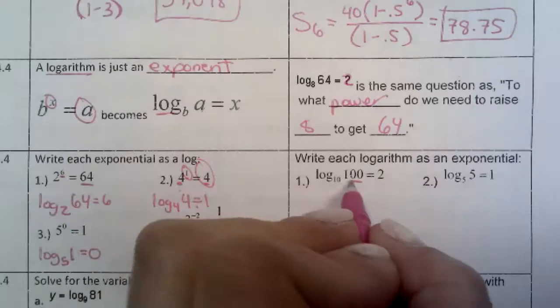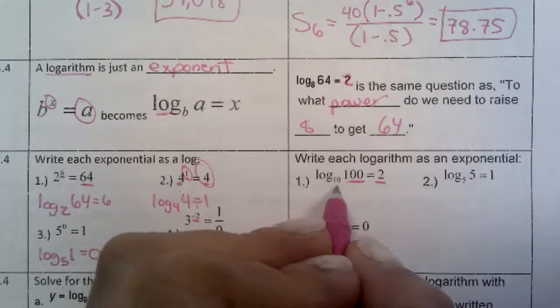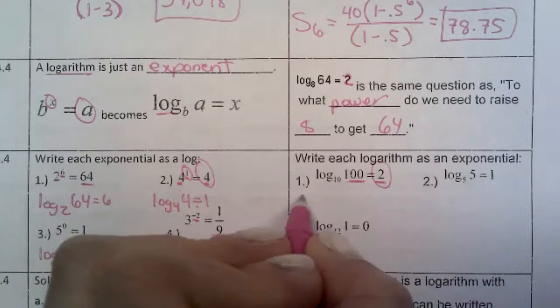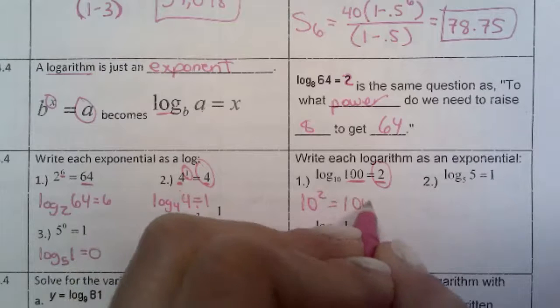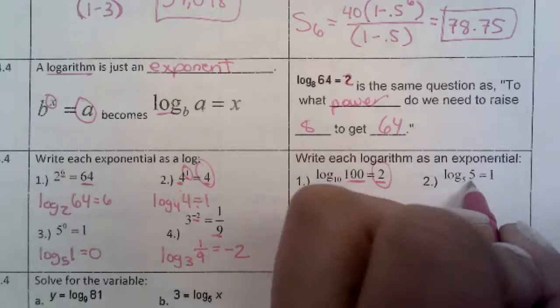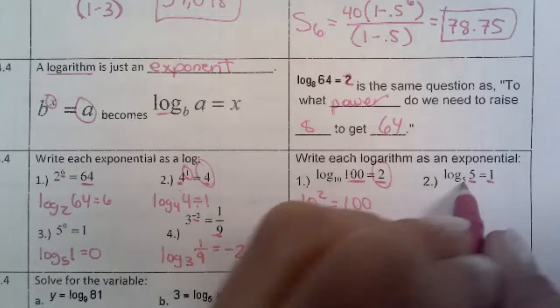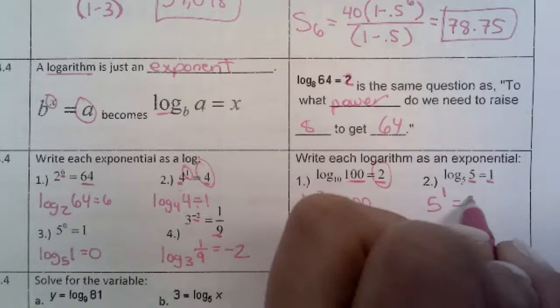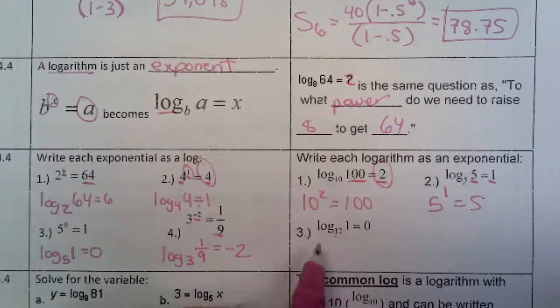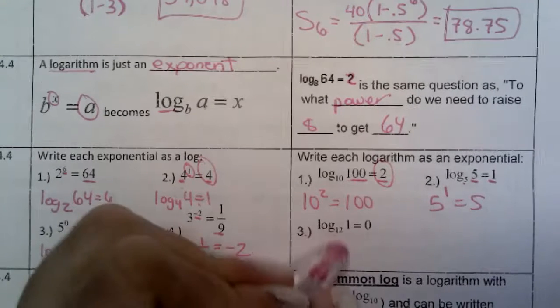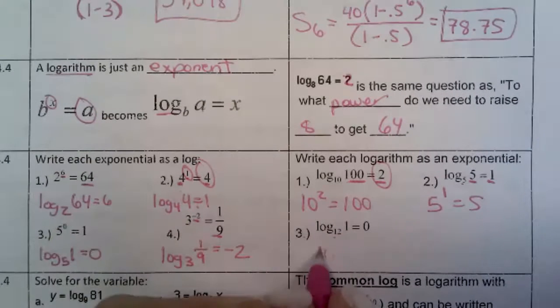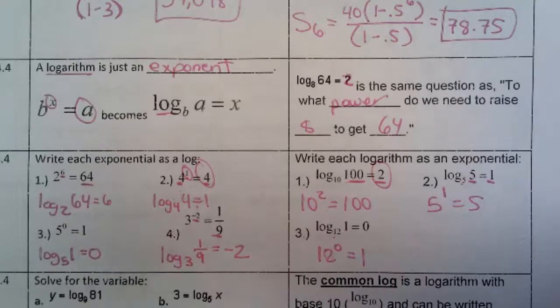Okay, so this one right here, write each logarithm as an exponent. So now I'm doing the same thing. So these two change places, and now this becomes the exponent. So 10 squared equals 100. Okay, this one and this one change places. So this 5 is the base to the 1st power equals 5. 12 to the 0 power equals 1.